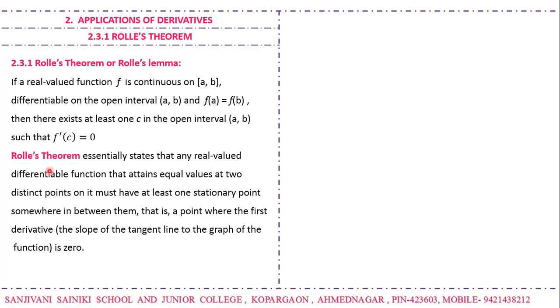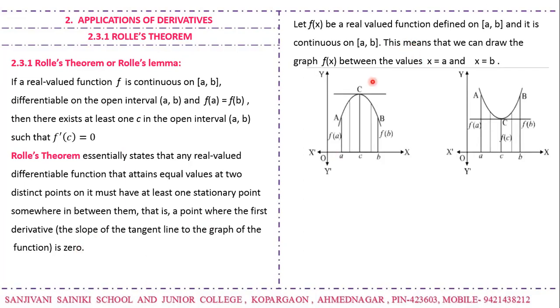Now we already know that finding the derivative of the function at a particular point means we are finding the slope of the tangent to that curve at the given point. That means we are saying that there exists a tangent which is parallel to the x-axis, doesn't it? So these are the functions.